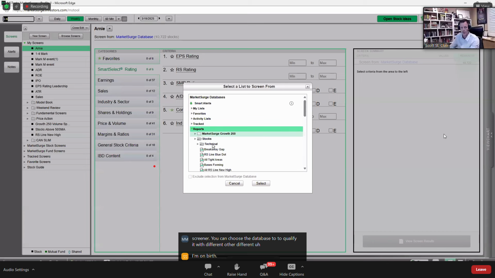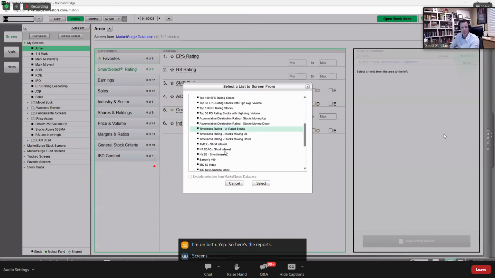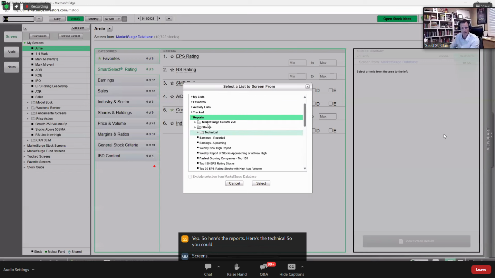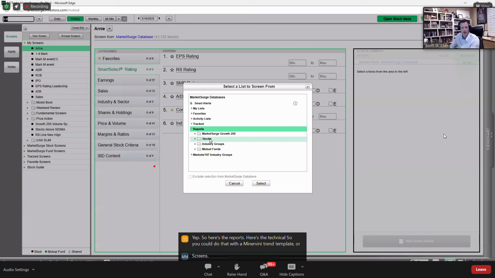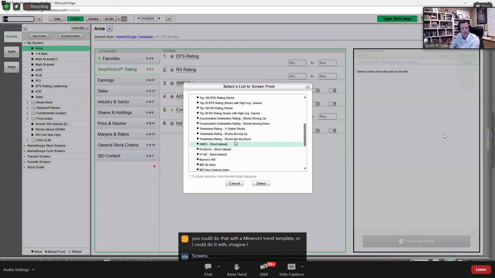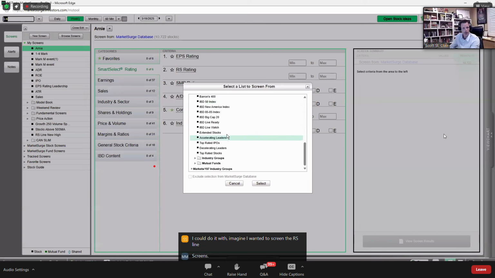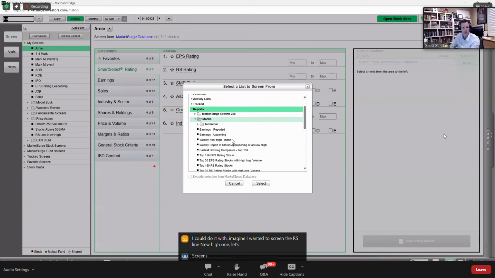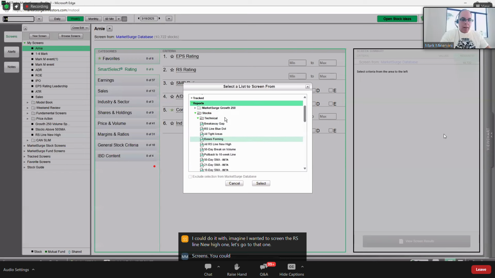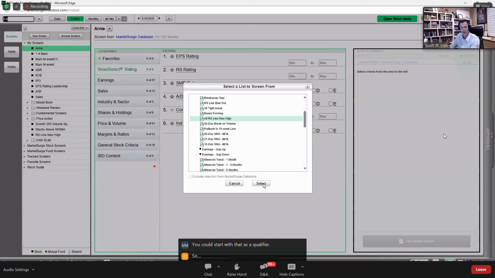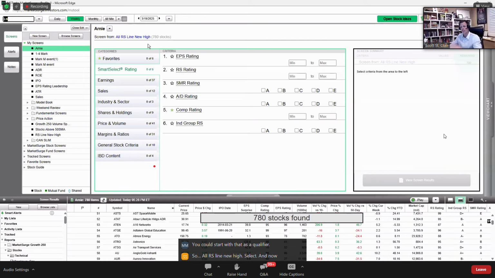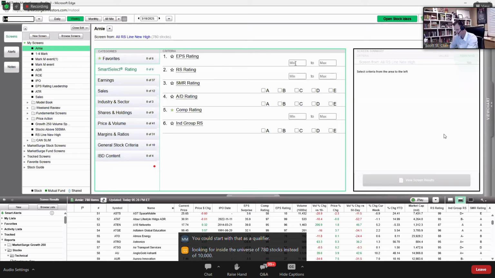Yep. So here's the screens, reports. Here's the technical. So you could do that with a Minervini trend template, or imagine I wanted to screen the RS line new high one. Let's go to that one. You could start with that as a qualifier, all RS line new high, select. And now I'm looking inside the universe of 780 stocks instead of 10,000. And just to make it easy, I could say I want an EPS rating of at least 70. And there they are.